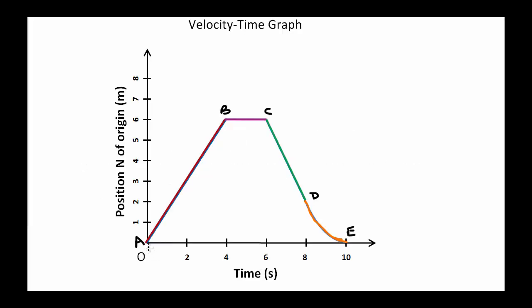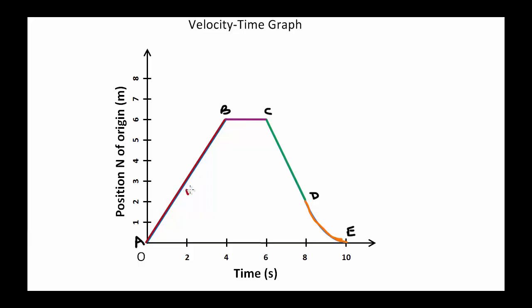So here's the position time graph we worked with last time. We had time on the x-axis in seconds, and we had position north of the origin on the y-axis in meters. And we divided the motion into 4 segments, and the endpoints were A and B for segment 1, BC for segment 2, CD for segment 3, and DE for segment 4. We also figured out the velocities for the various segments.